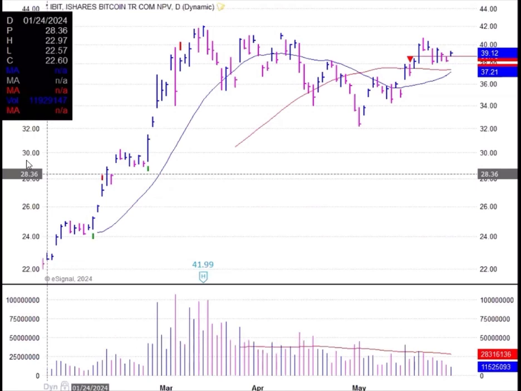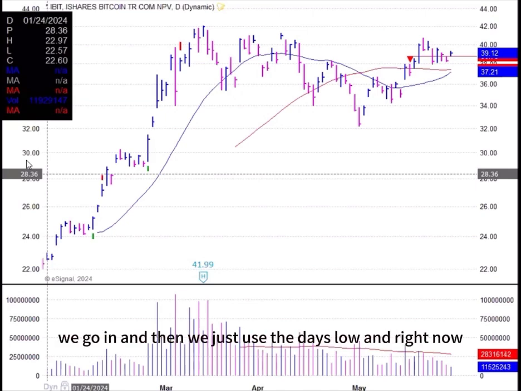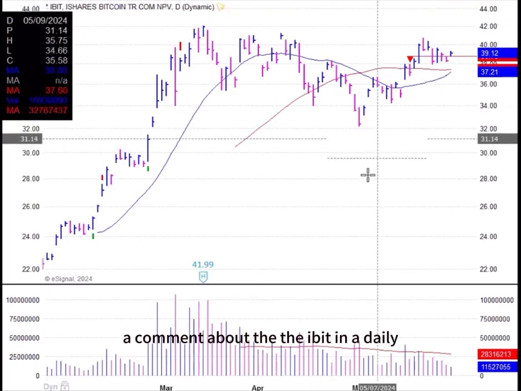I was actually suggesting maybe we use the day's low. If it takes out the day's high, we go in, and then we just use the day's low. And right now, until we get some traction, let's just keep the stops minimal, minimal, minimal. And if we don't get it perfectly right, then we just run and we look to re-enter. Real quick, a comment about the IBIT.